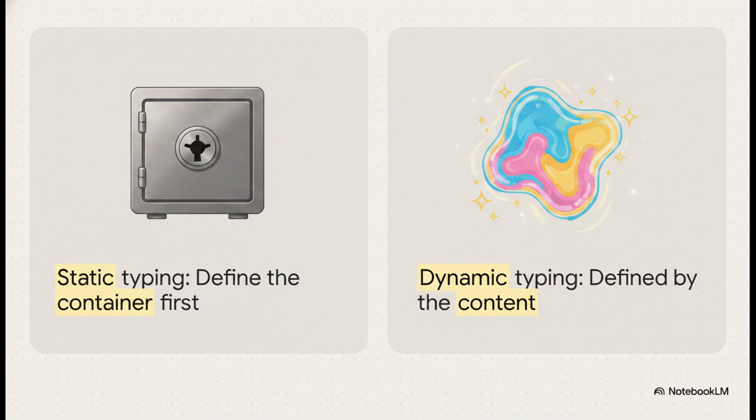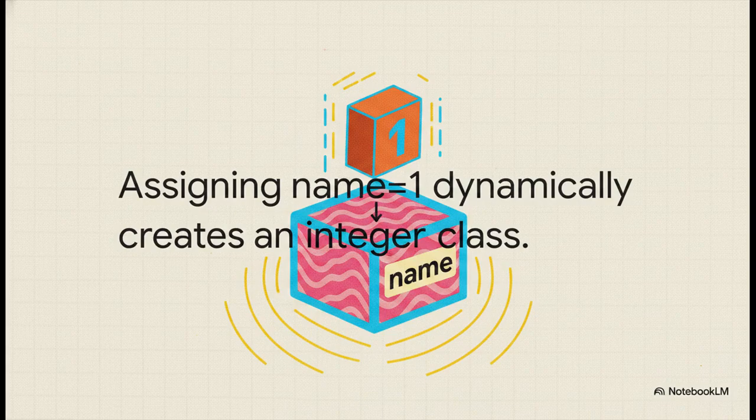To put that in perspective, in statically typed languages like Java or C++, you have to explicitly define the box first. You have to say, hey computer, this box will only ever hold integers. But in Python, that dynamic typing means the container is defined entirely by the content you drop inside it. You just assign the value, and Python figures out the rest. Let's look at a code snippet to see this in action.